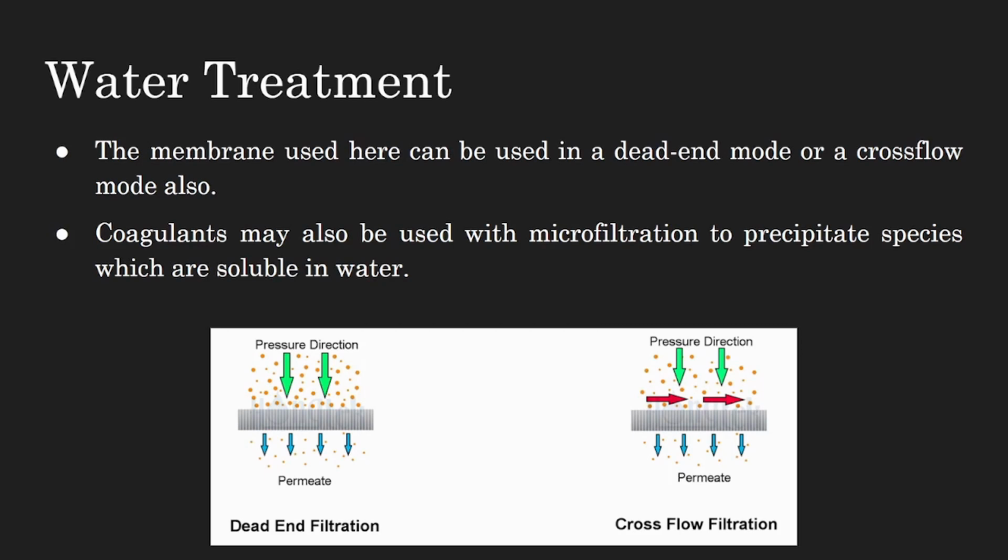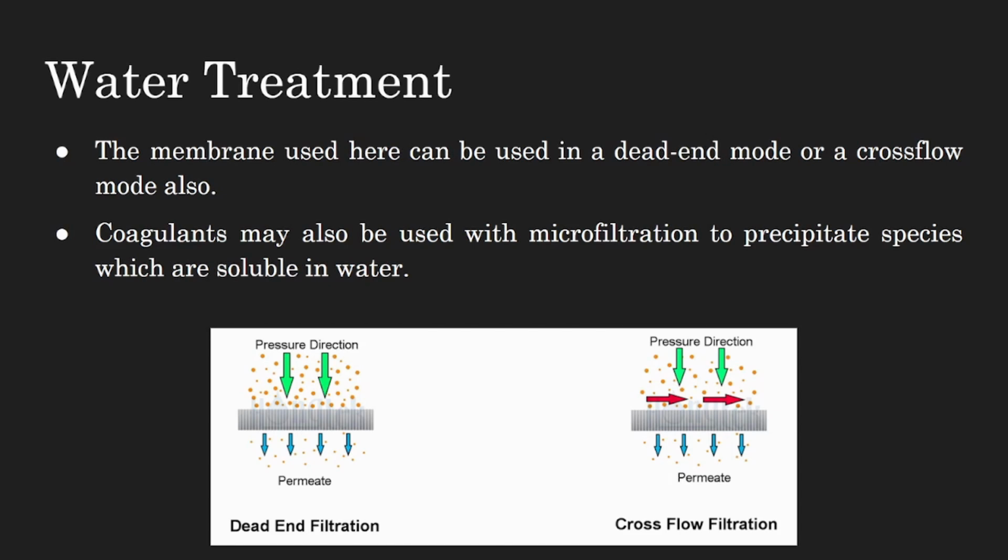The membrane used here can be used in a dead end or a cross flow mode. In dead end mode, the water is made to flow normal to the membrane. The retained particles in this case will remain on the membrane, which would be required to be washed away, since the accumulation of these particles will increase the filtration resistance.